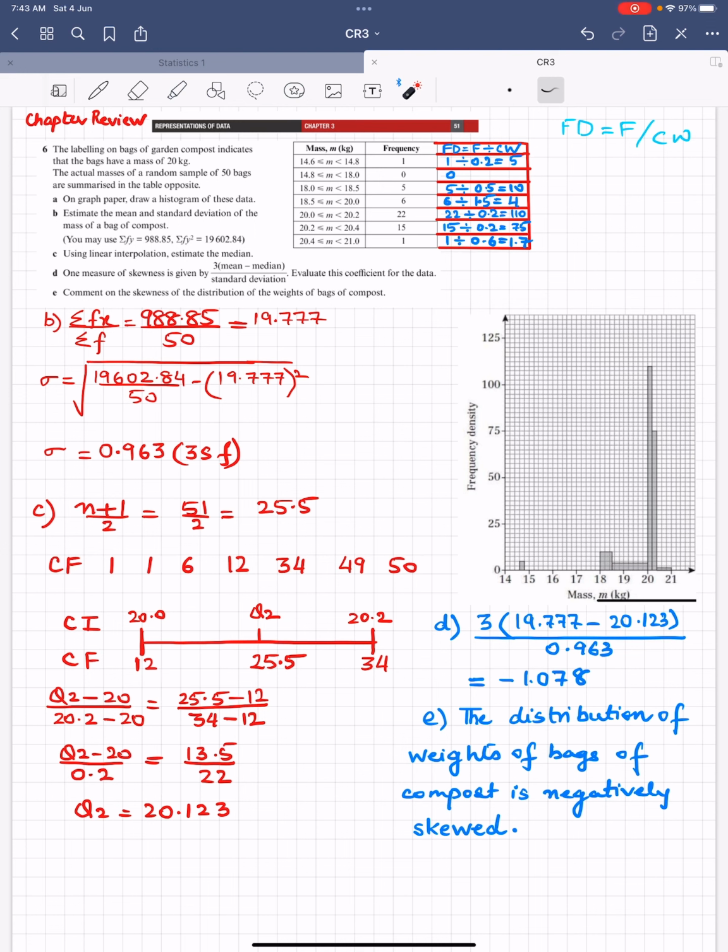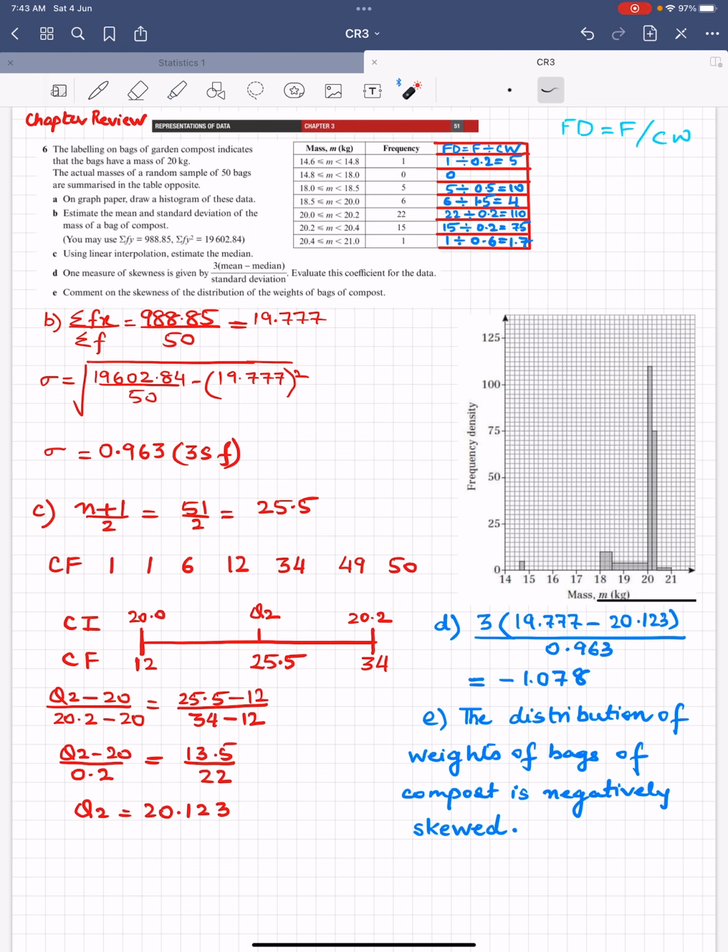So frequency density is frequency divided by class width. Frequency is 1. Class width is 14.8 minus 14.6. Therefore, we have frequency density equal to 1 divided by 0.2, which is 5. Therefore, the height of the first column will be 5 on the y-axis. And in this way, we will complete the histogram. And here is an extract of the answer.